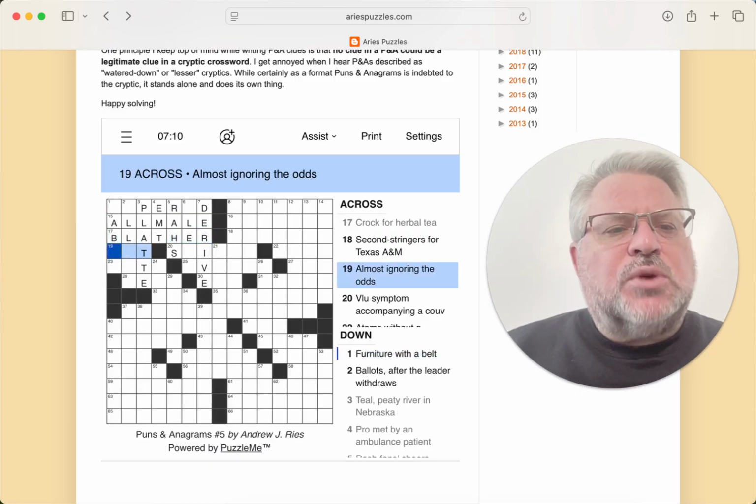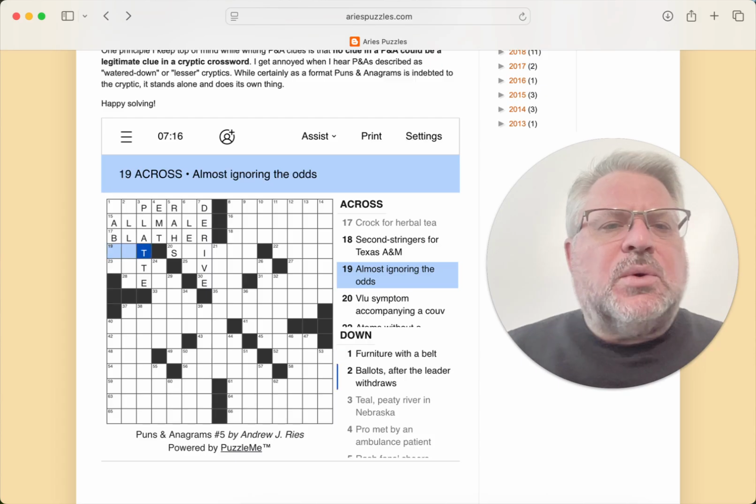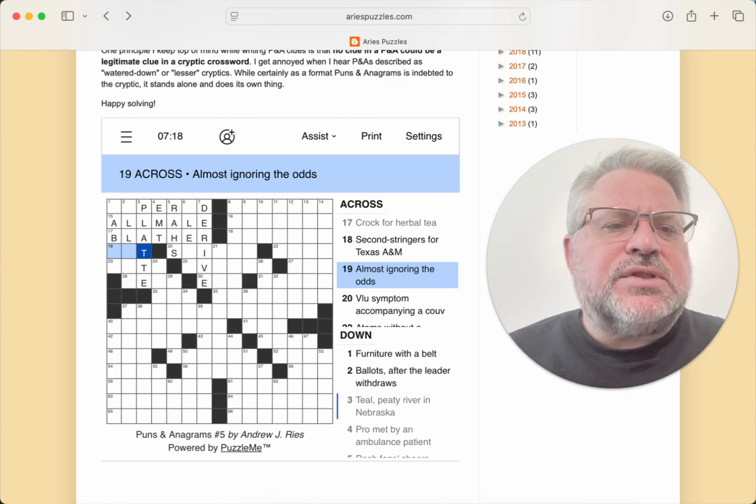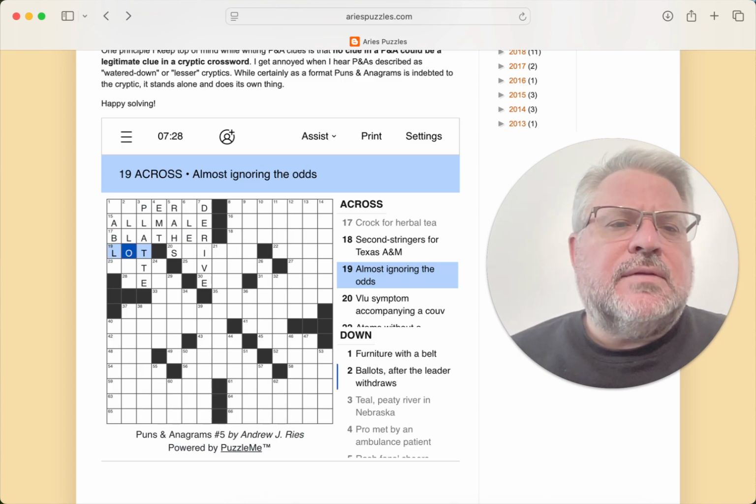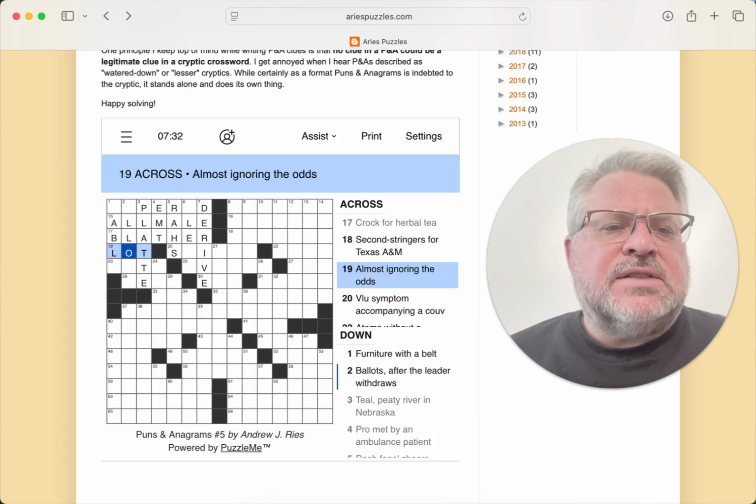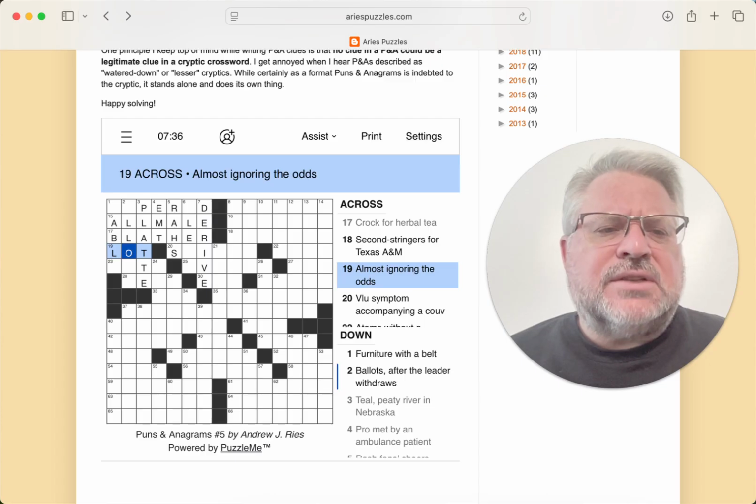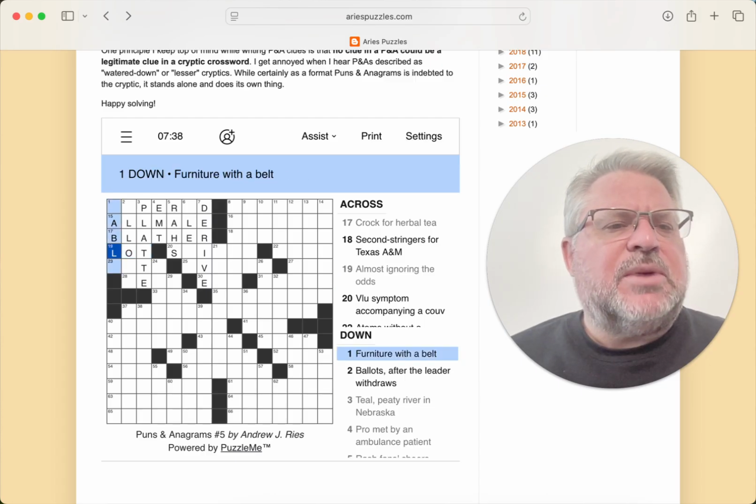19 across, almost ignoring the odds. I wonder if we're ignoring the odd letters in almost. If we take just the even letters, we would get L-O-T. Is the meaning lot suggested by anything else in the clue? I'm not sure, but I think that may be right.